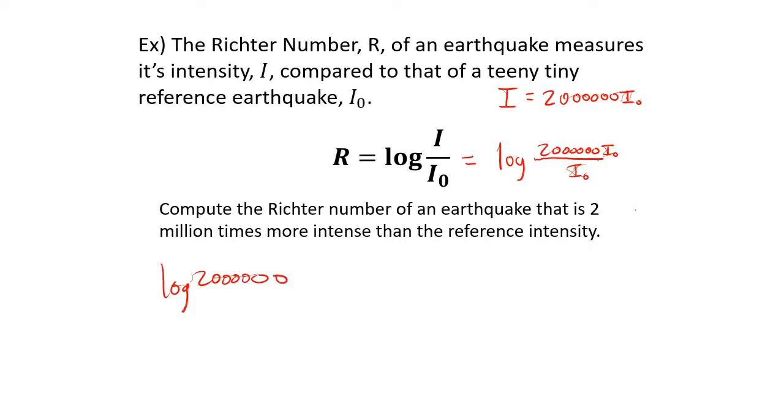We could type that into a calculator. 10 to what power gives me 2 million? Turns out it's about 6.3. 10 to the 6.3 power is 2 million. That is too many zeros there. I'm sorry. Oh no, it's not. It's the right number of zeros. Wow, I'm so good. So that's a magnitude 6.3 earthquake.